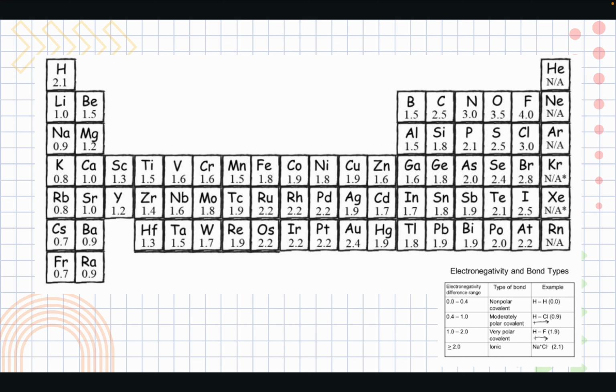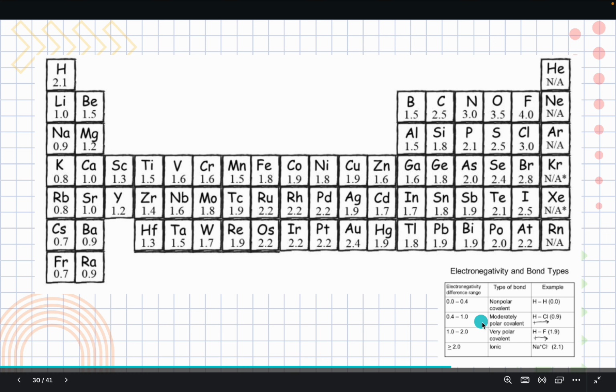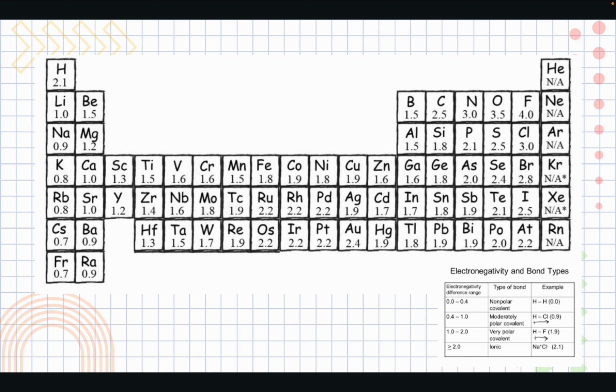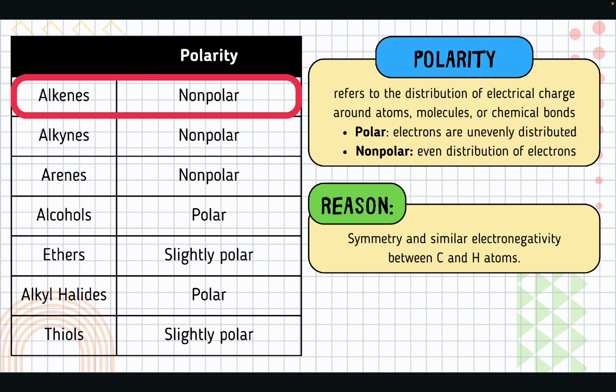This table shows the electronegativity values. Hydrogen is 2.1, chlorine is 3.0. If you subtract 2.1 from 3.0, you will get 0.9. 0.9 is here, moderately polar covalent. We will not really discuss this electronegativity table, but I just want to show it to you. So let's start with alkenes.